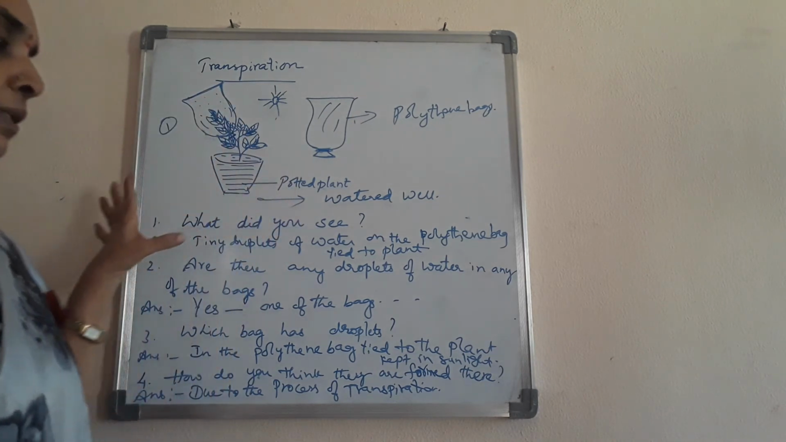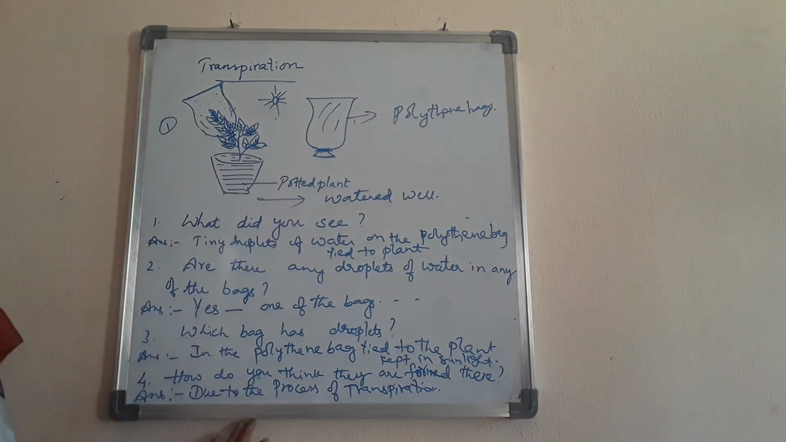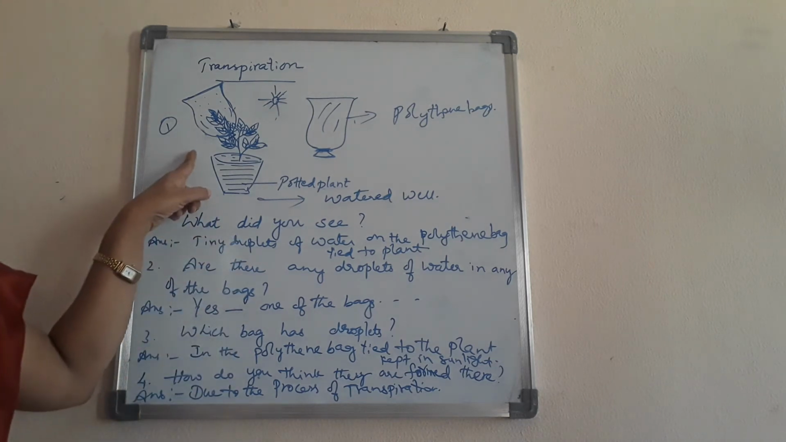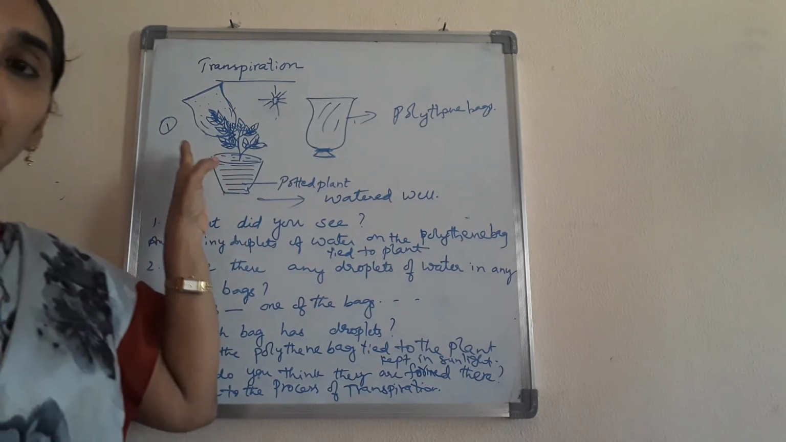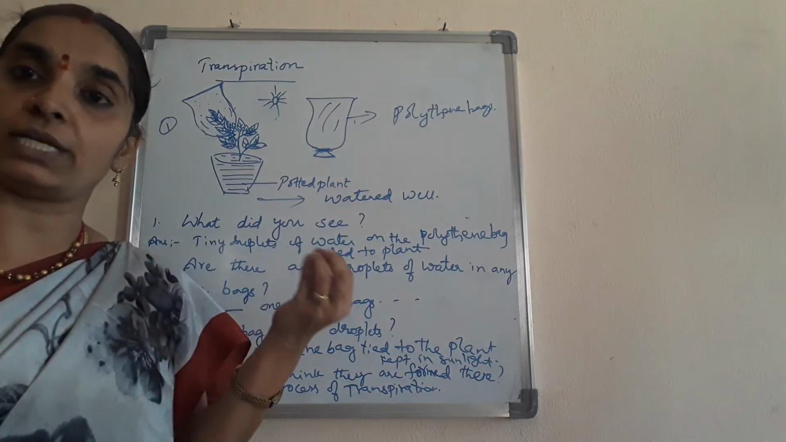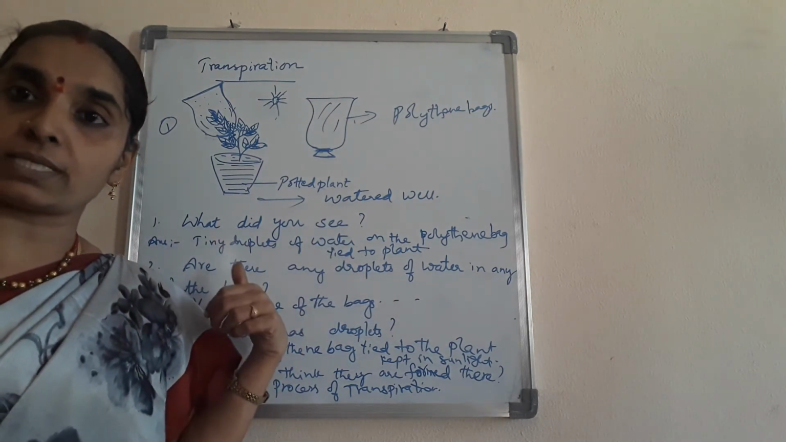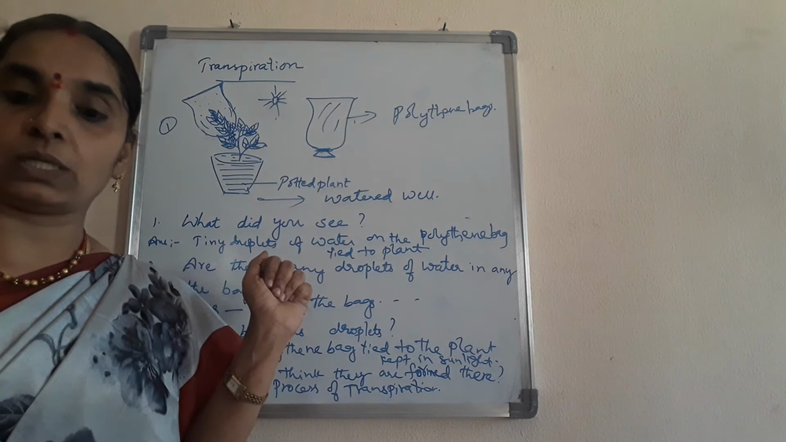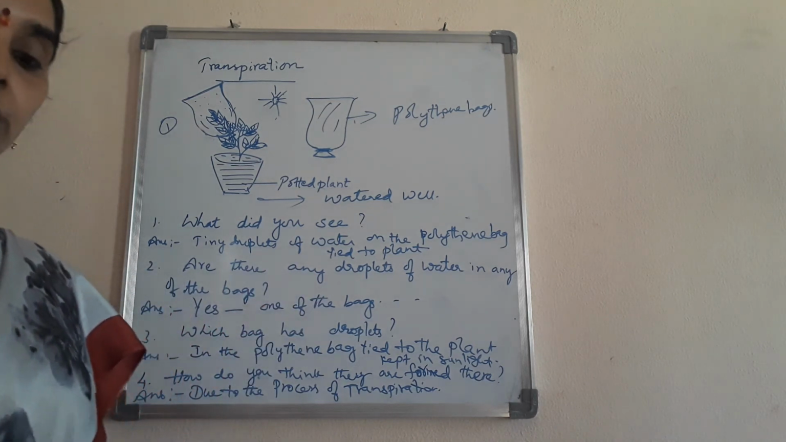So in this manner you can prove that the transpiration process takes place in the plants, that is, excess water from the plant body is released out in the form of tiny droplets of water. This process is called transpiration. Okay children, next we'll move to the flowers.